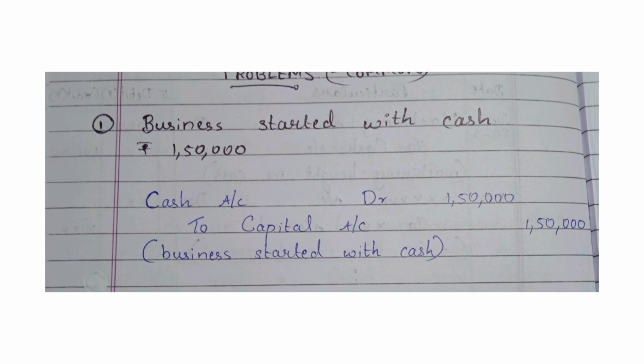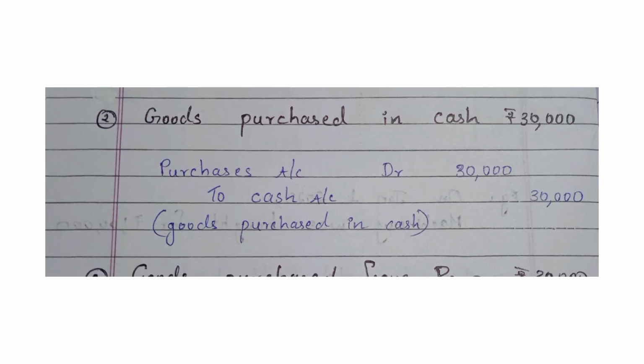So this is how we write the journal entry. Cash account debtor to capital account. The amounts are written in the debit and credit columns, 1,50,000, 1,50,000. In the bracket we are writing the narration: business started with cash. The next one is goods purchased in cash rupees 30,000.